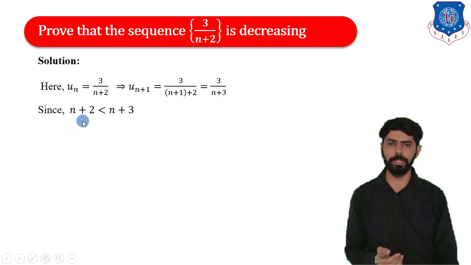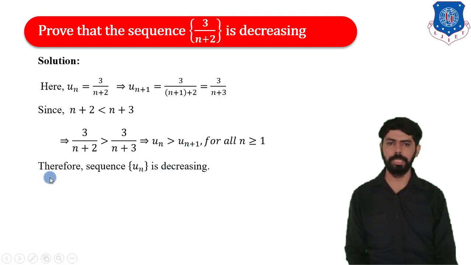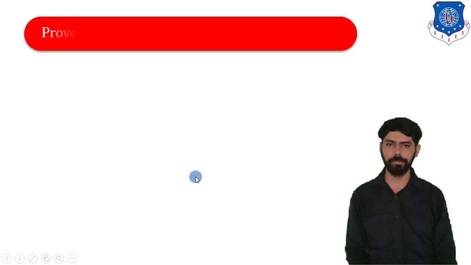Now since n plus 2 is less than n plus 3, therefore 3 divided by n plus 2 is greater than 3 divided by n plus 3. Therefore we can say that un is greater than un plus 1 for all n greater than or equal to 1, because 3 divided by n plus 2 is un and 3 divided by n plus 3 is un plus 1. Therefore by definition the sequence un is decreasing.